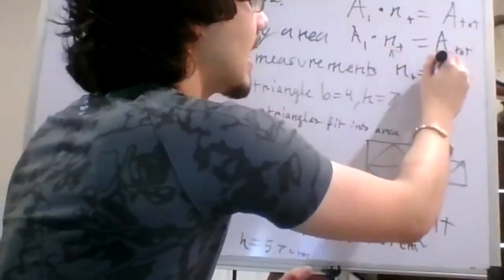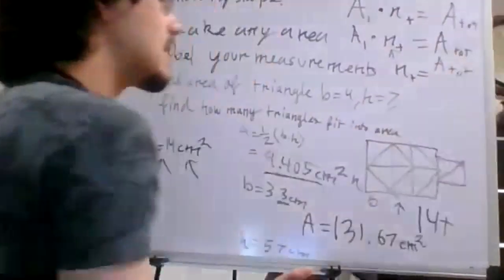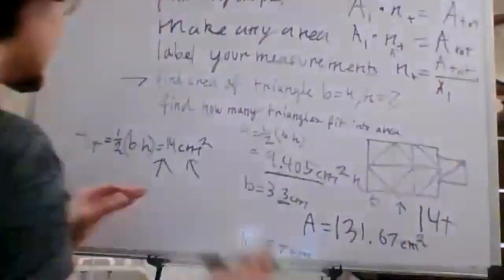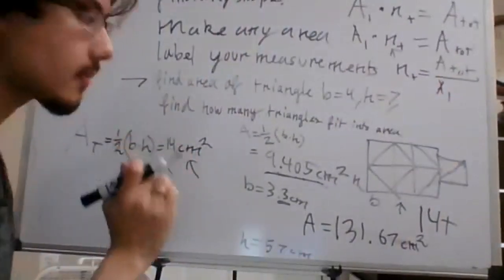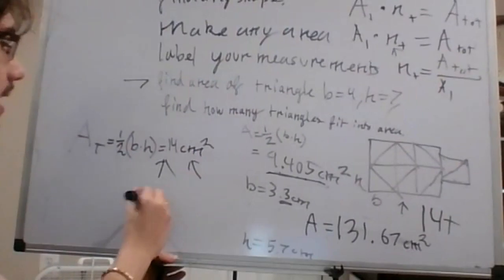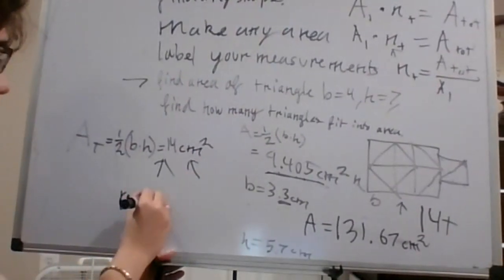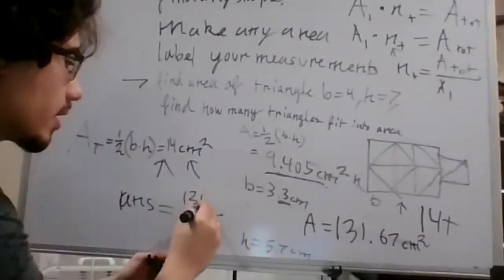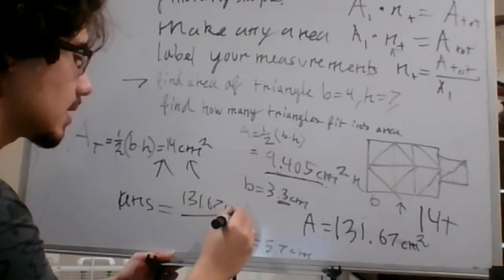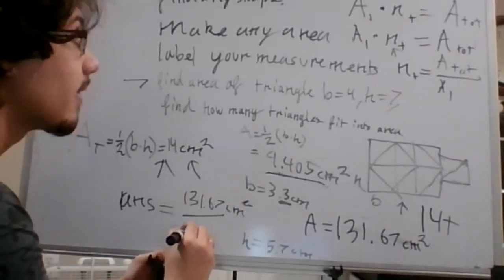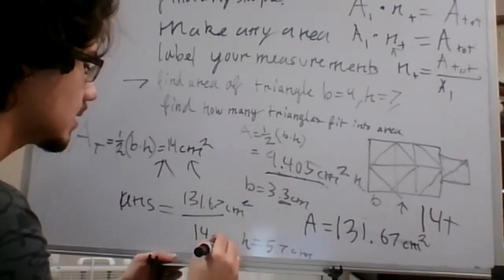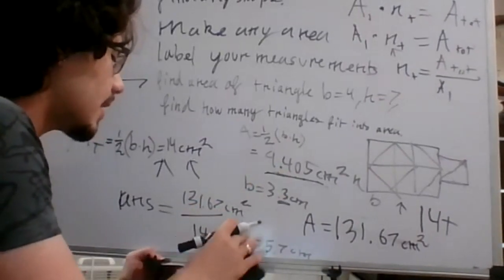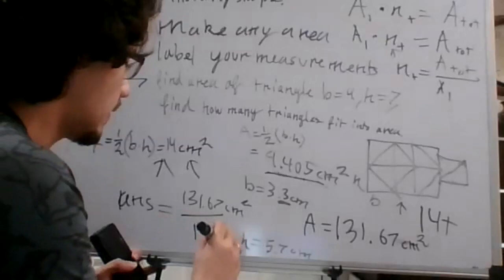So to find it, we can isolate the number by saying that the number of triangles is equal to the area of the total, which is the area that we found, over the area of one, which is what we have here. So that means that our answer will be equal to the total area we found, 131.67 centimeters squared, over 14 centimeters squared. Does this make sense, Miss Ariel? Yes, sir. Very good.